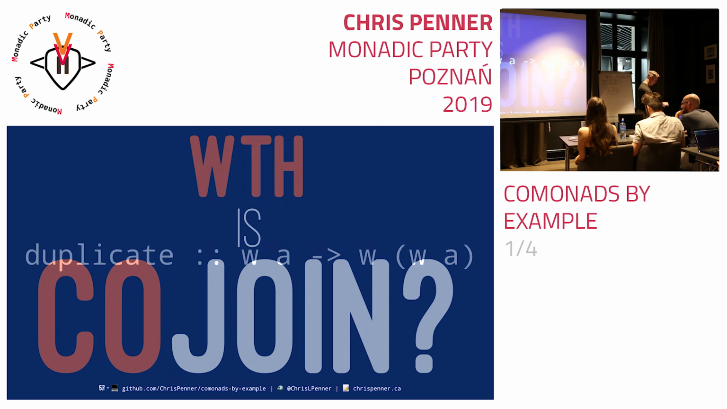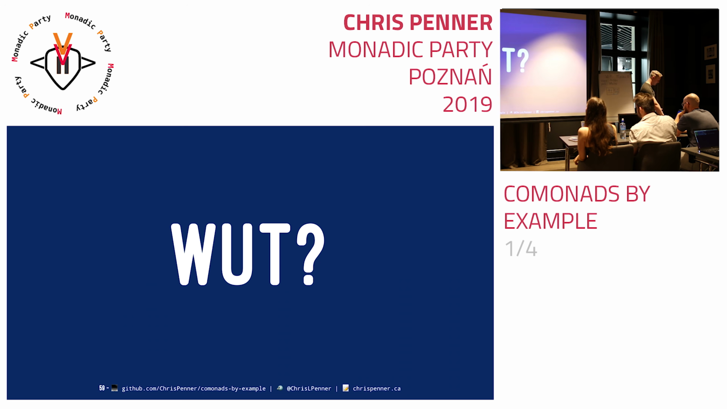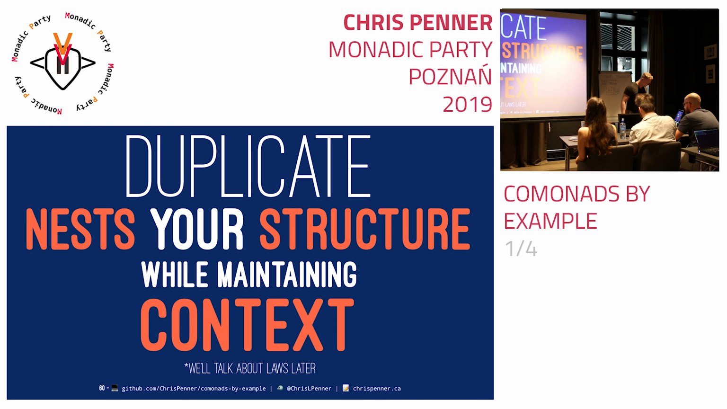What is cojoin? Well, when we're talking about Comonads, we call it duplicate, because it's duplicating the structure. And we'll see exactly what that means as we go through an example. The intuition for duplicate is a little bit tricky because we're not used to working with this. We're used to working with monads where you just flatten things down. Duplicate nests your structure within itself while maintaining some context or some sort of intuition about the structure.